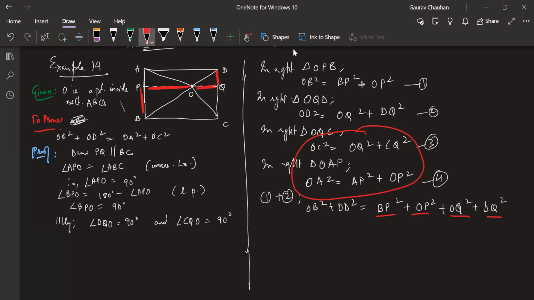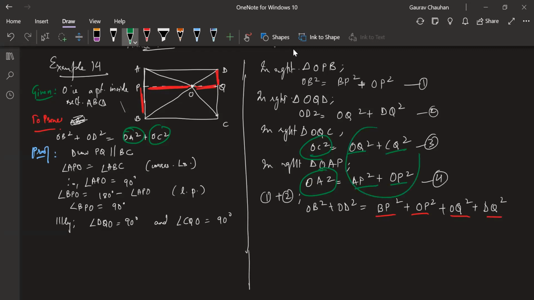Like, if I have to get to OC square plus OA square, I have to reach there, but it's not possible from what I have right now. Let's see. I don't know if you guys are following me. OA square plus OC square पहुंचना है. OA square plus OC square is actually equal to OQ square plus CQ square plus AP square plus OP square.